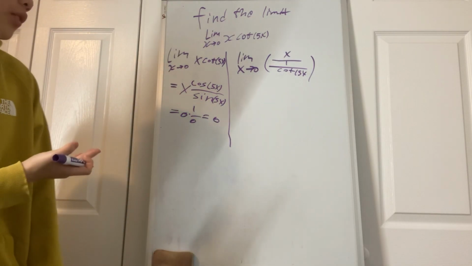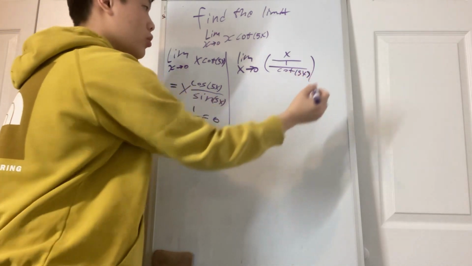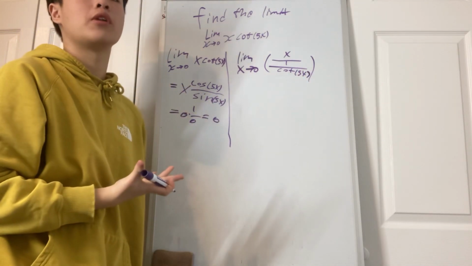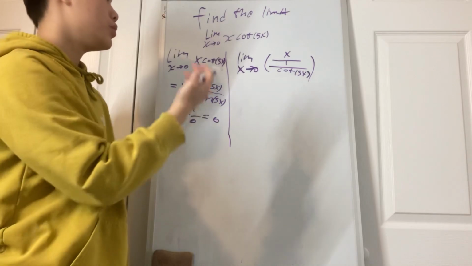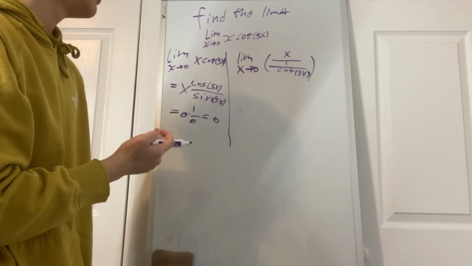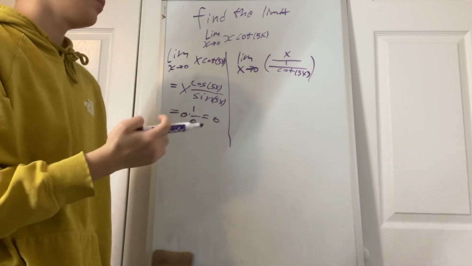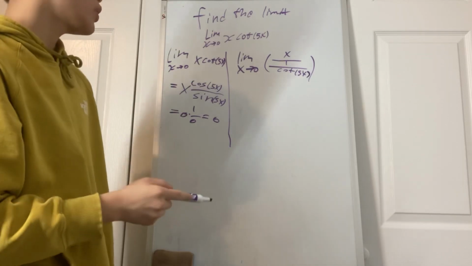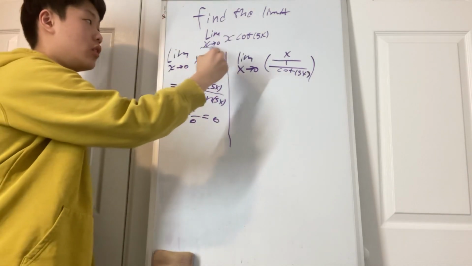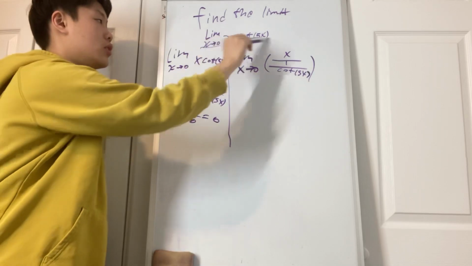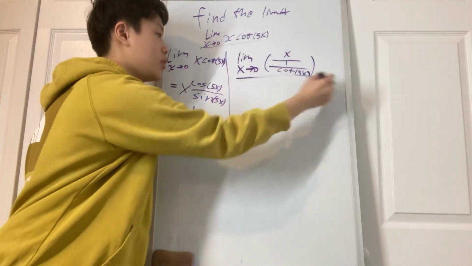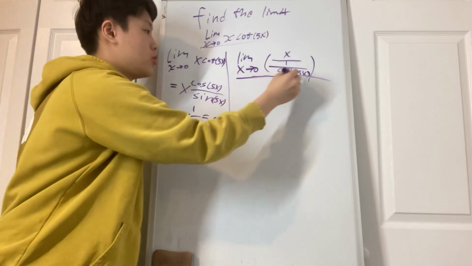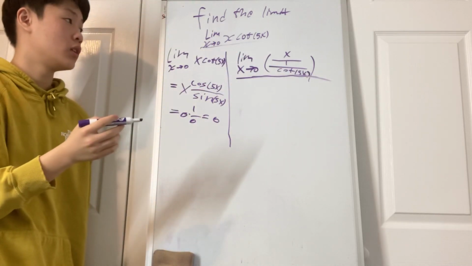And to be honest, the first time I learned L'Hopital, I was kind of confused by it. But use x over 1 over cotangent 5x, because if you look at it for an extra second, you're going to notice that that is basically the same as this, but just rewritten a bit. Do you get what I mean?